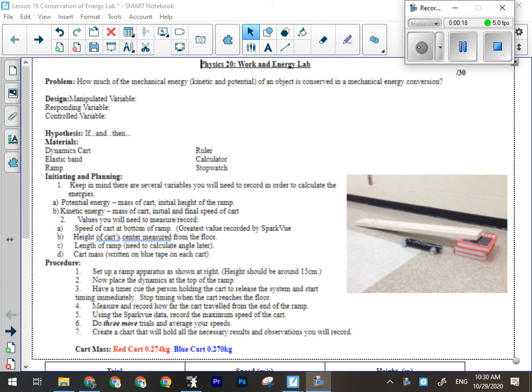We're simply going to put the cart at the top of the ramp and let it go down. And we're going to compare the potential energy at the top of the ramp with the kinetic energy at the bottom of the ramp.